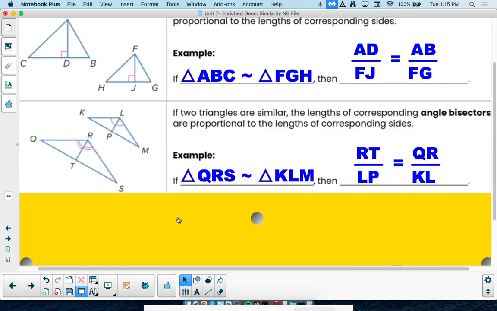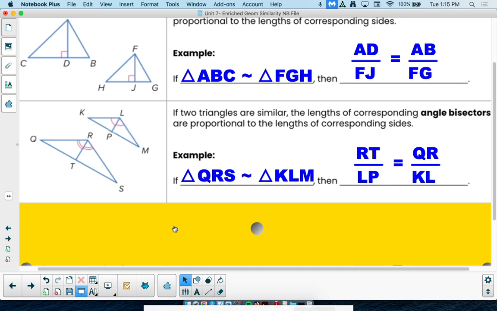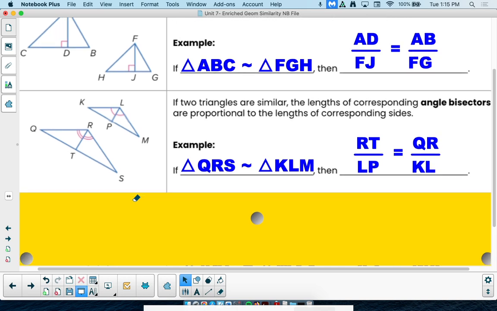All right, our next one is our angle bisectors. So if we have two similar triangles like QRS and KLM, our angle bisectors are proportional to two sides that we match up.